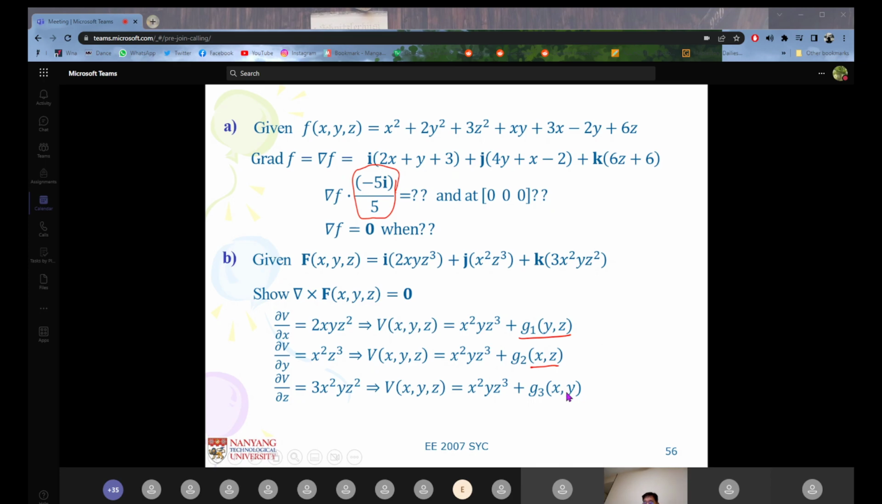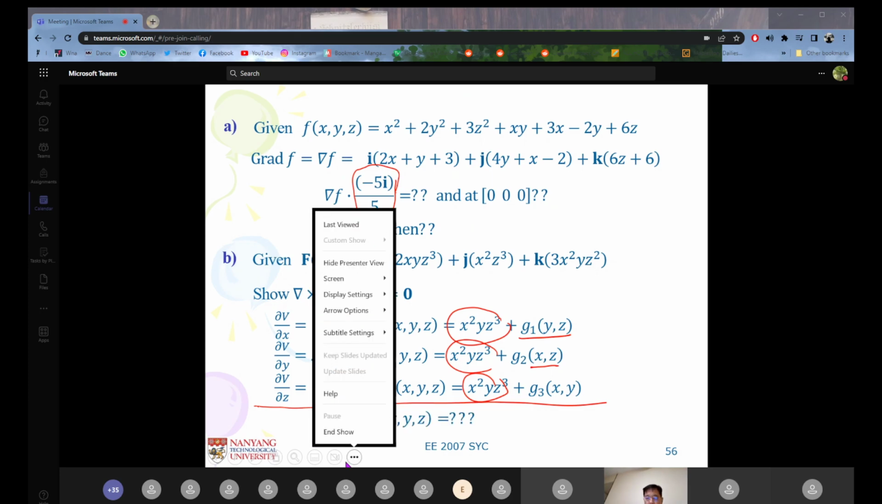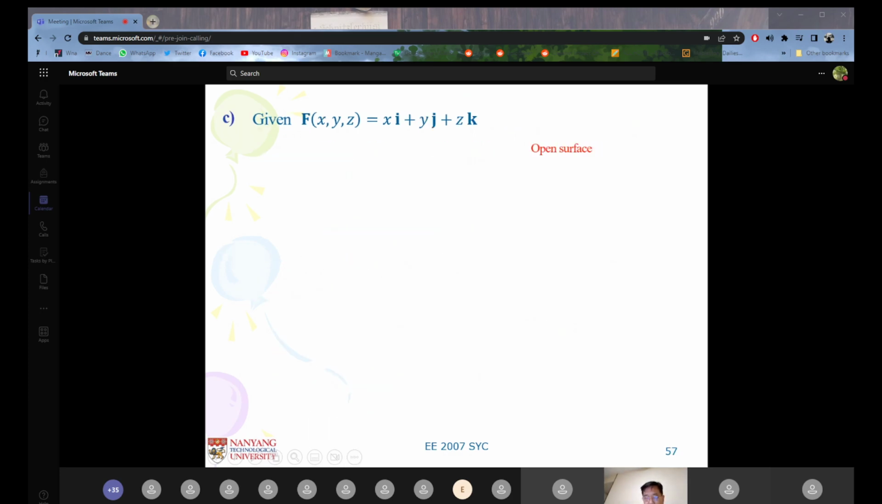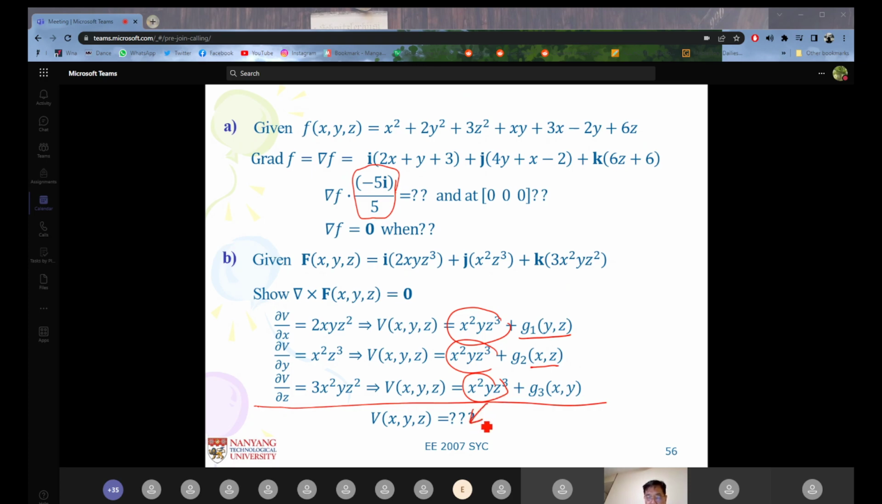So I need to look for the common term, right? Where's the common term? The common term is this here, this, and this. So this must appear in the final form of V for sure. If some of them is missing, I need to recover it from this function here, which represents a constant with respect to Y. This is a function constant with respect to Z, depends on X and Y. But there is no need to. All these 3 appear in the V. So just nice. So the V must be this one here, appearing inside the final form.